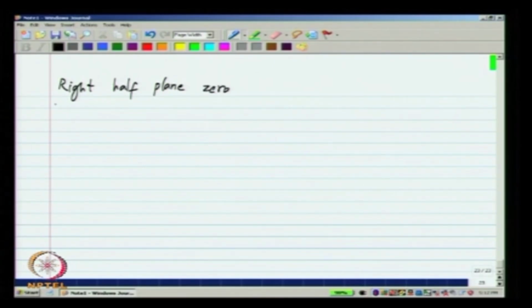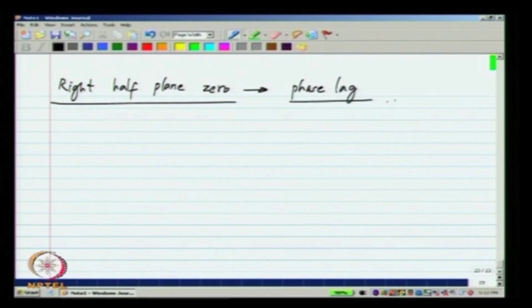Now, the right half plane 0 causes phase lag. This is an annoying problem as well, because of this the phase margin is deteriorated. If we did not have the right half plane 0, we would have the phase lag only due to the poles and it would have been a better situation. So, what we would also like is to investigate if there is a way of getting rid of the right half plane 0, or maybe reducing its effect. In order to do this, let us first figure out why the right half plane 0 comes about.